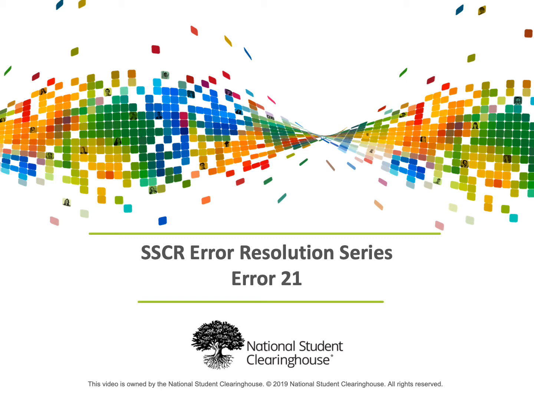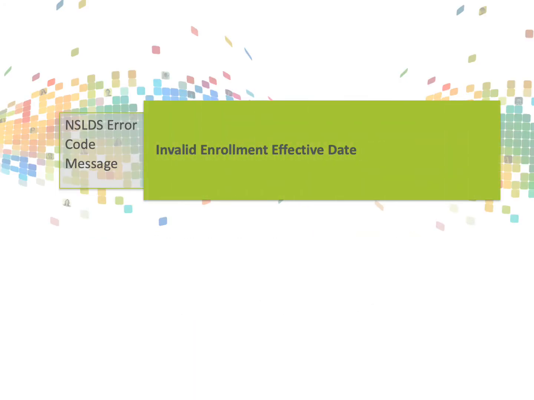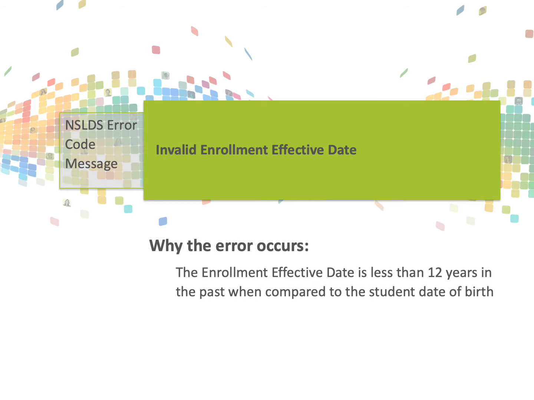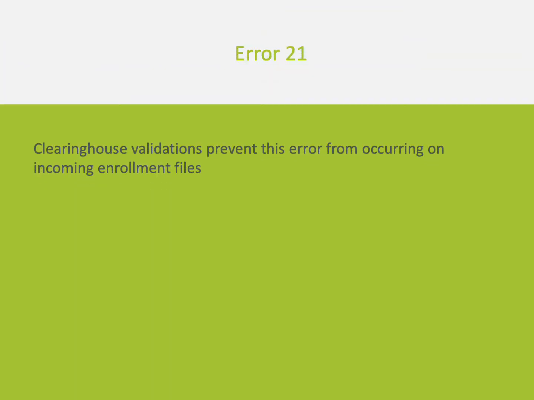resolve the error. Per the NSLDS, SSCR Error Code 21 is caused by an invalid enrollment effective date or an enrollment effective date that is less than 12 years in the past when compared to the student's date of birth. Clearinghouse validations prevent this error from occurring on incoming enrollment files.